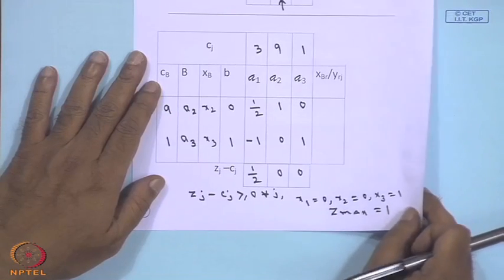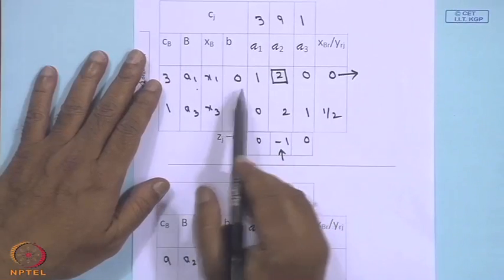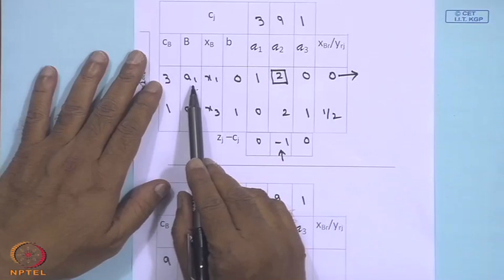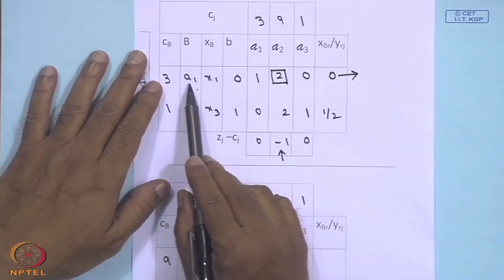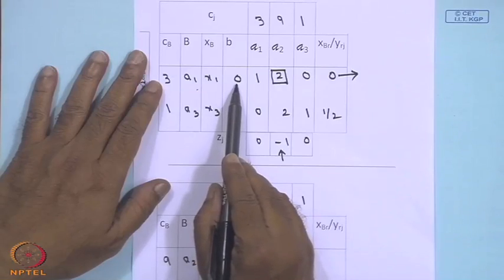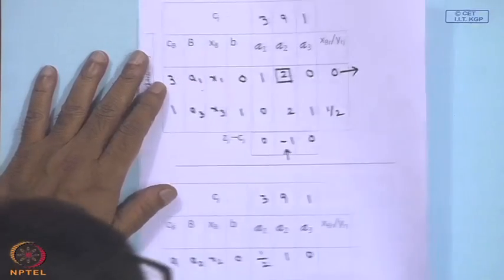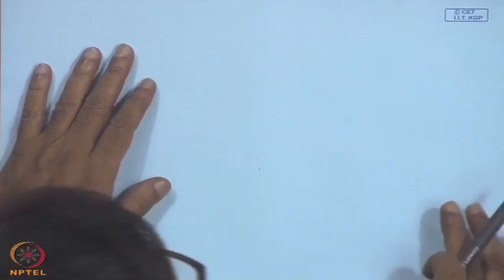So, this is case number 1, when in the initial table, in the basis, the value of the basic variable corresponding to the b value is at the 0 level. This is type 1. Let us see type 2, that is whenever there is a tie.